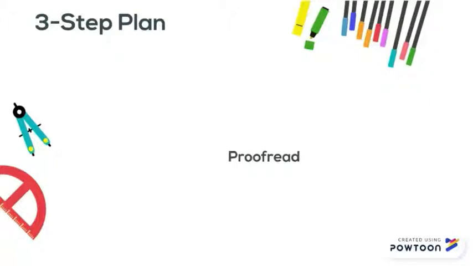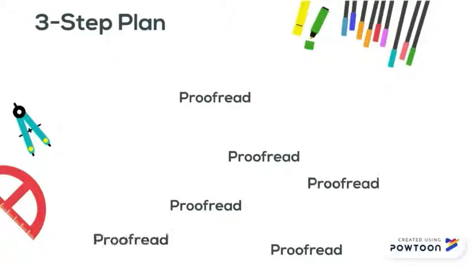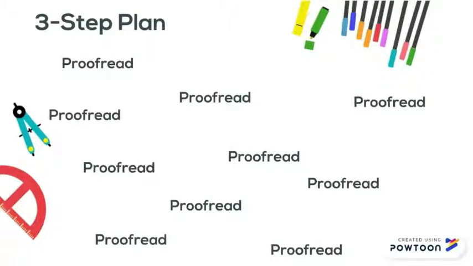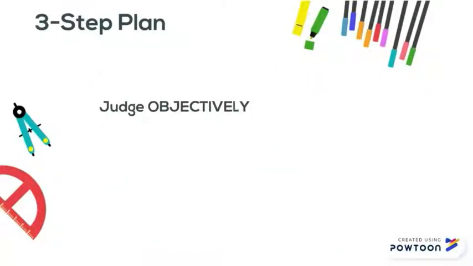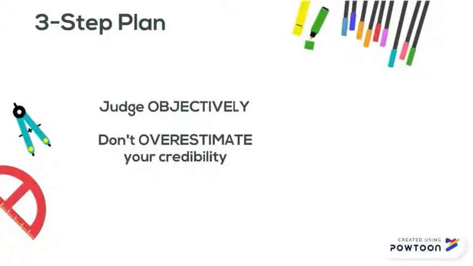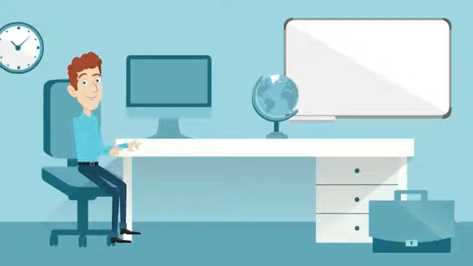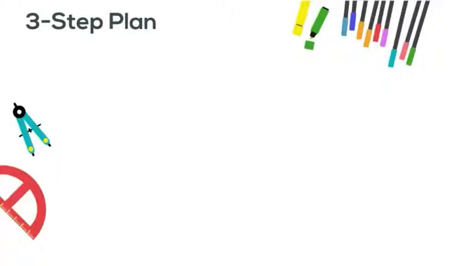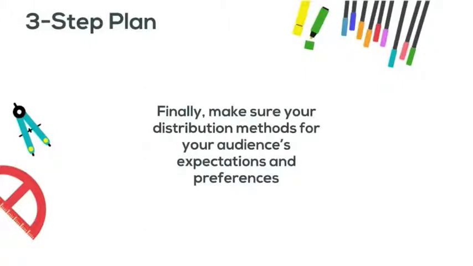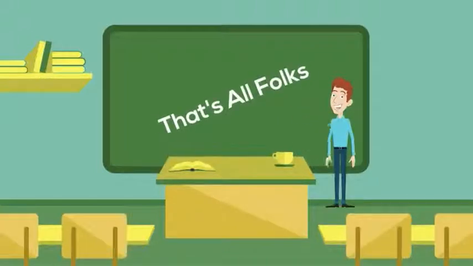Now that you have written your message, have other people, friends or professionals, review your work and see what needs to be fixed. When you evaluate your content, try to judge your argument objectively and not overestimate your credibility. In addition, meticulous proofreading will help you identify any mechanical or spelling errors that would weaken your persuasive potential. Finally, make sure your distribution methods fit your audience's expectations and preferences. With the 3-step model in mind, you're ready to begin composing persuasive messages, starting with persuasive business messages.